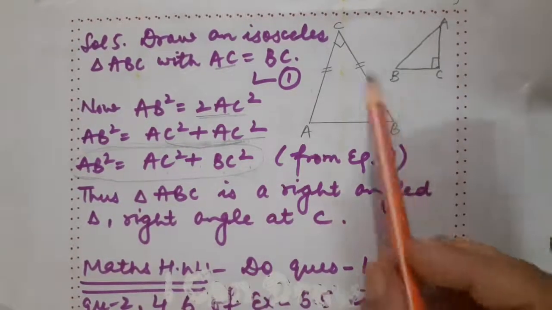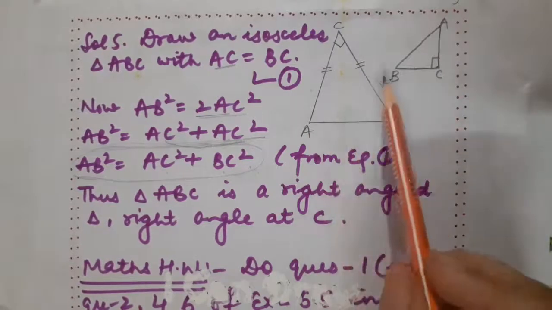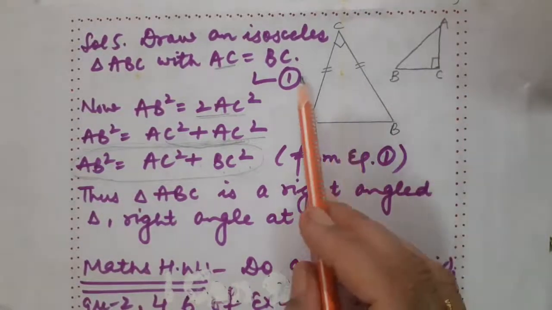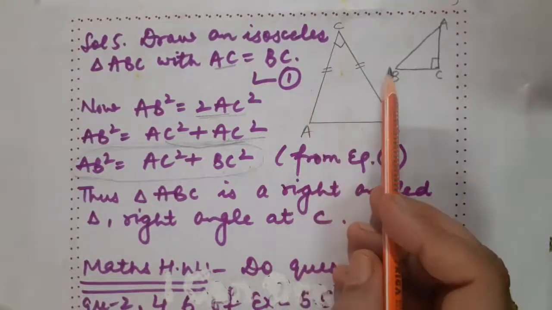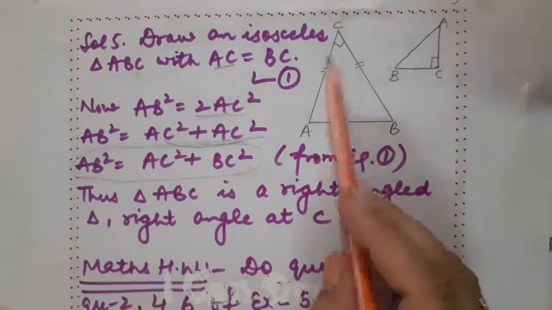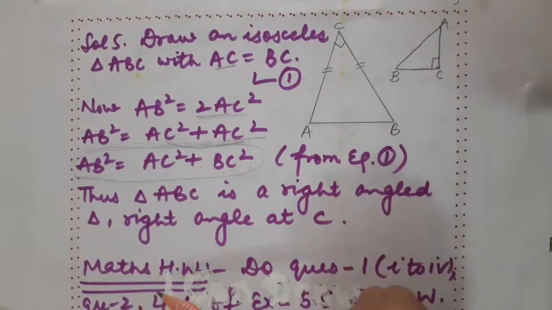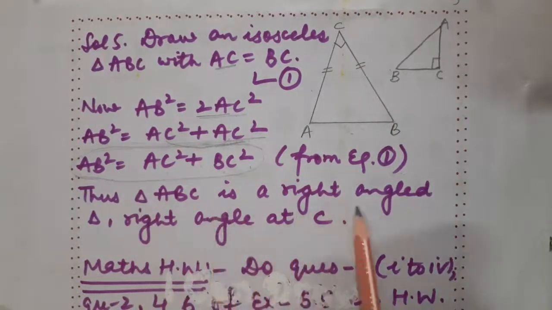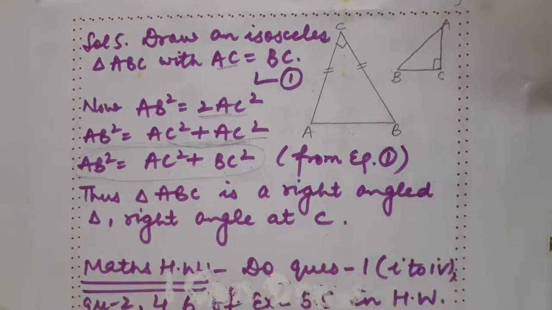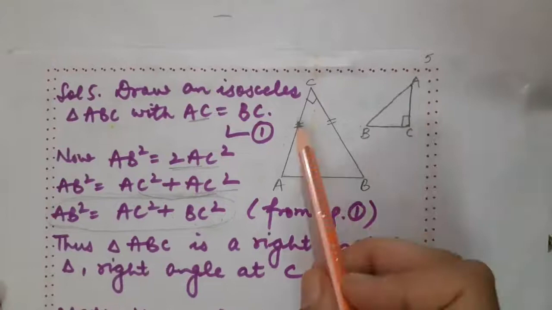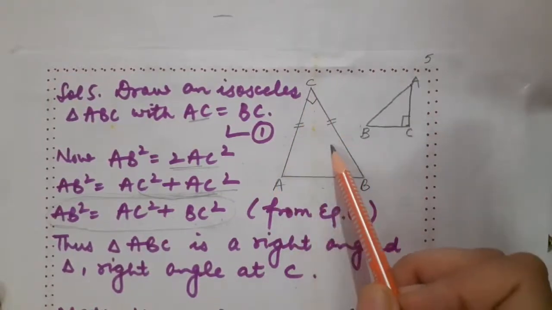It means in a triangle, if the square of one side is equal to the sum of the squares of the other two sides, then the angle opposite to this first side must be 90 degrees. So here I have definitely proved that triangle ABC is a right angled triangle, right angled at C. You could draw it like this also for your convenience. But in the question you have to draw an isosceles triangle only.